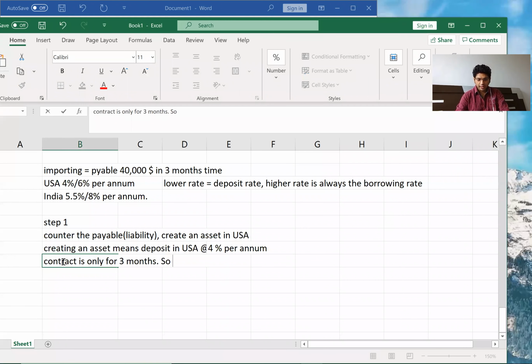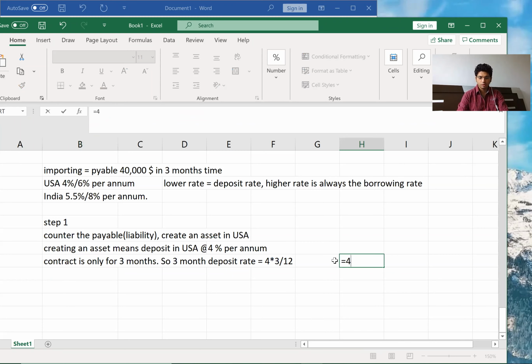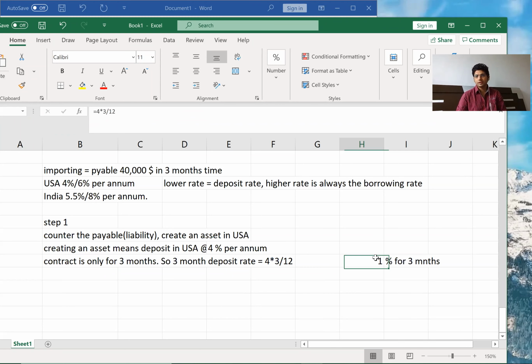So we'll calculate a 3-month deposit rate. So 3-month deposit rate is equal to what? It will be 4% into 3/12. Correct? So that will be 4 into 3/12, 1%. That will be 1% per annum. Sorry, 1% for 3 months. Okay, so that will be 1% for 3 months.